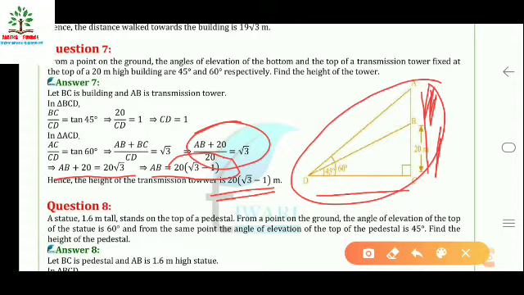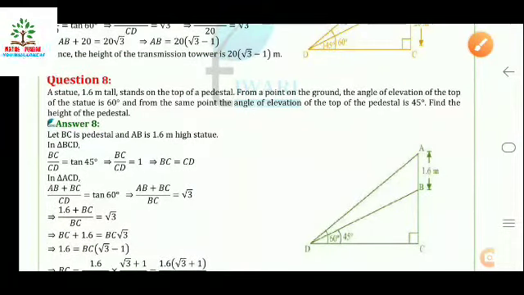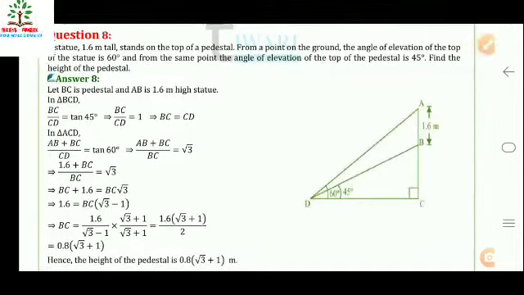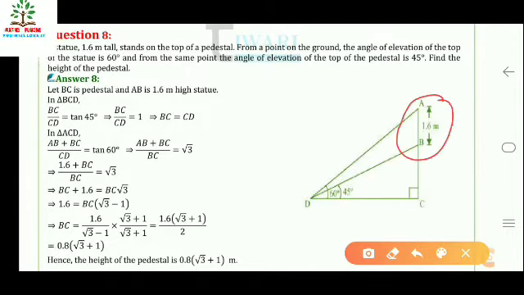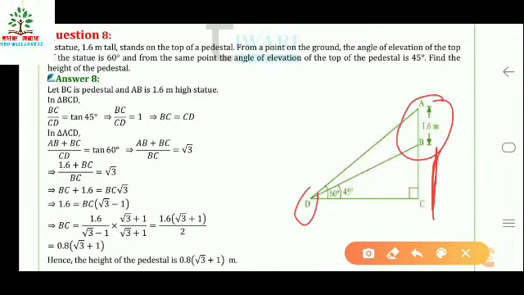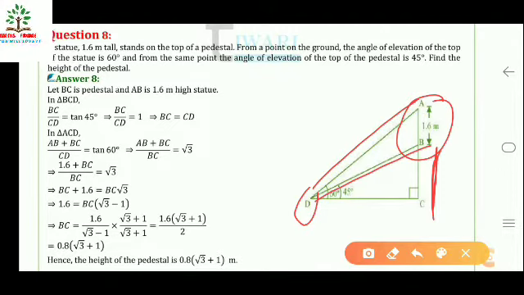So this is the height of the transmission tower, that is AB. Now in the same way, in question number 8, they have given a statue of 1.6 meter. The statue of 1.6 meter is placed on top of a pedestal. So this BC is the pedestal. From the point D on the ground, the angles of elevation to the top and the bottom of the statue are 60 degrees and 45 degrees. So what we have to find here is the height of the pedestal, that means we have to find BC.